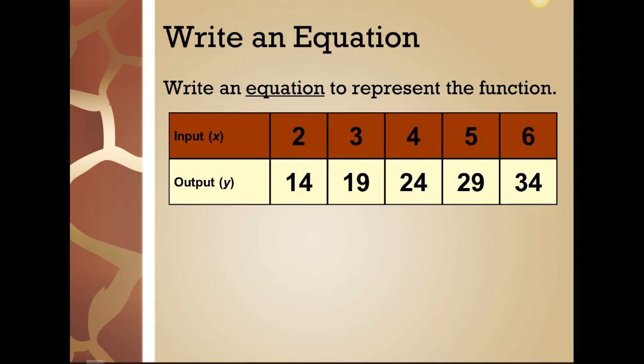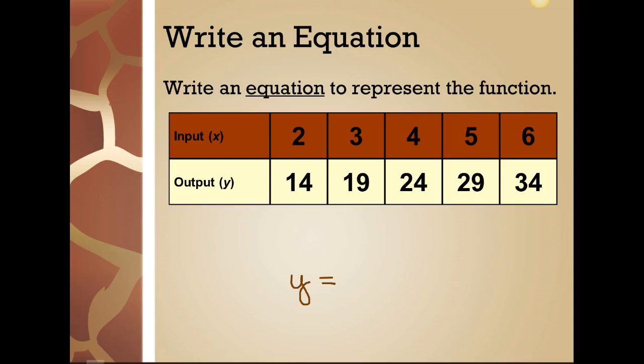Let's write an equation to represent the function for this table. We'll start with y equals, and then we have to figure out what is happening to x each time. To get from 2 to 14, we are either multiplying by 7 or adding 12. To get from 3 to 19, we cannot multiply by 7 because that'd be 21, and we cannot add 12 because that would be 15.